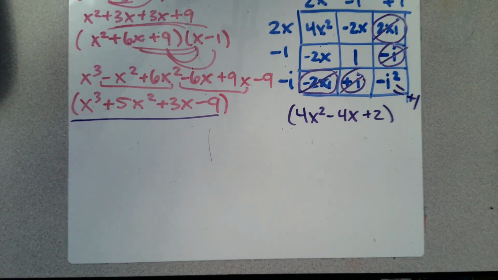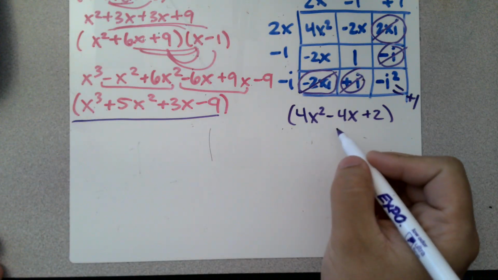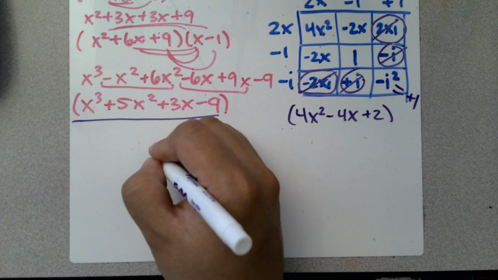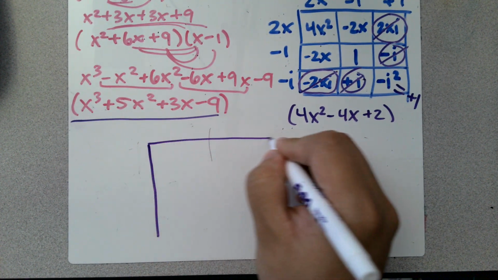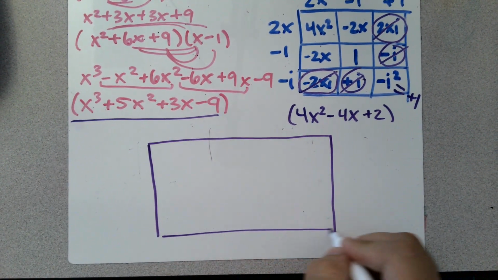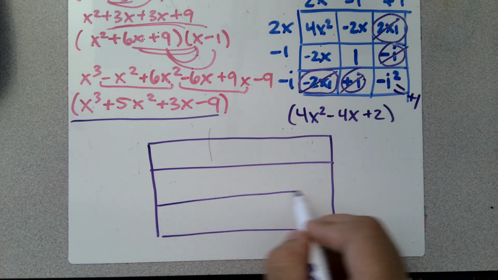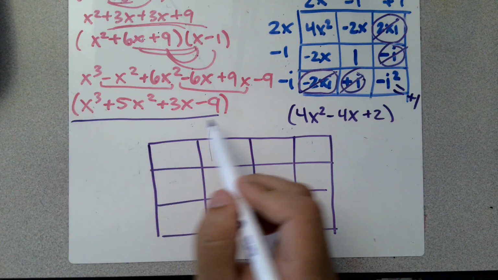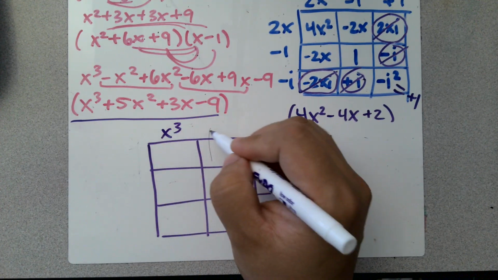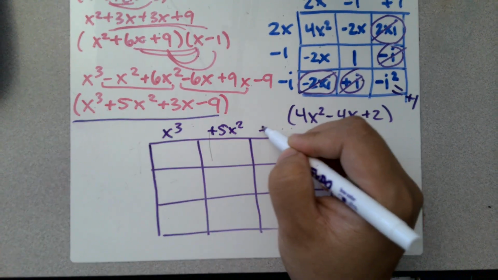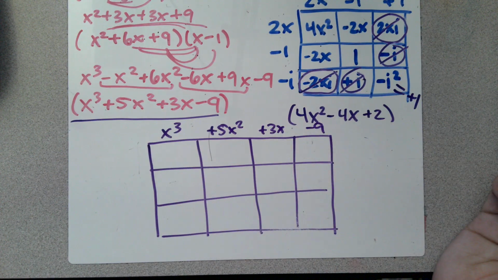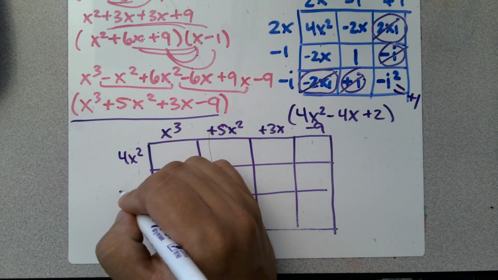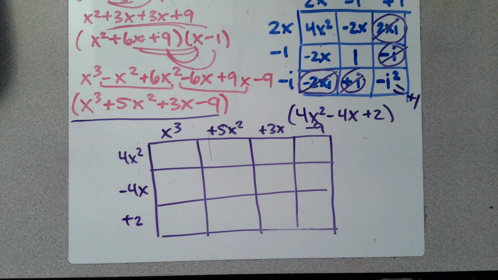So now to finish this, 4 terms times 3 terms. Guess how big our box is going to be? I hope you said 4 by 3, because it will be a 4 by 3 box. And now our 4 terms come up here, so x cubed plus 5x squared plus 3x minus 9. And then our 3 terms on the side, so 4x squared minus 4x plus 2.